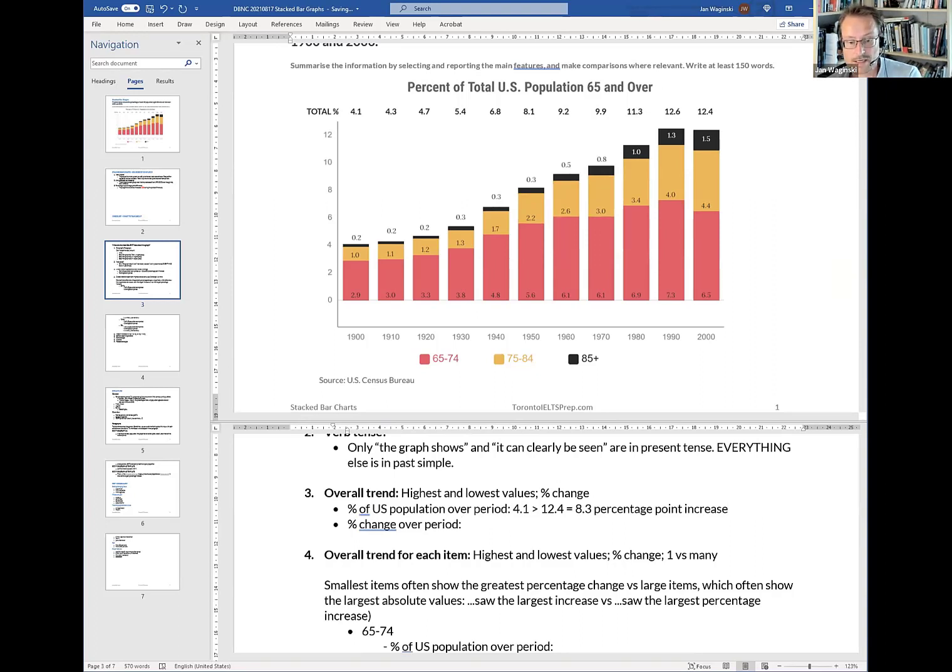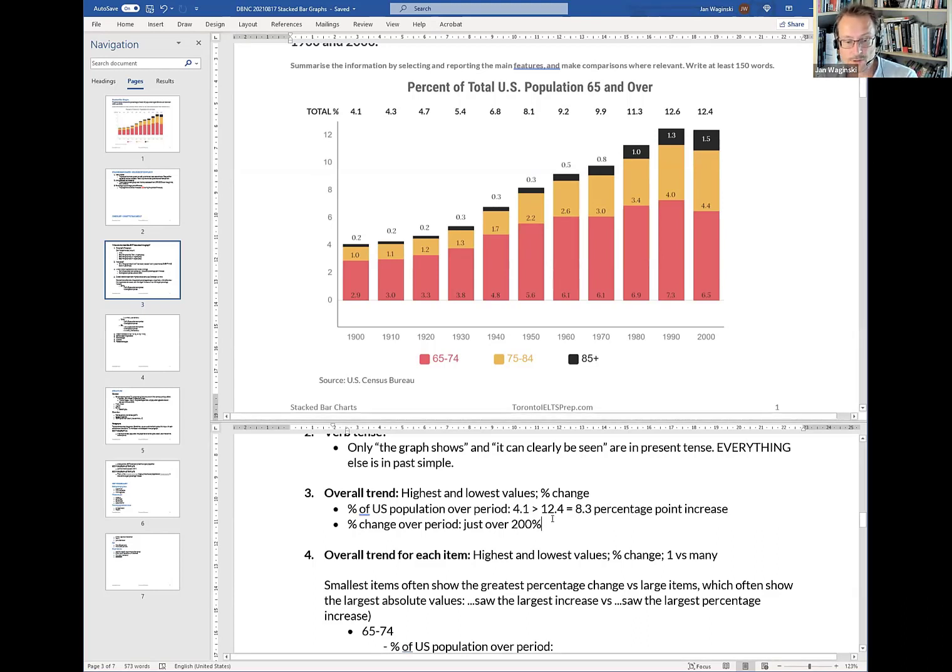And the percentage change over the period, you don't need to take out a calculator and calculate it perfectly. If something doubles, it goes from 4 to 8, that is a 100% increase. If something goes from 4 to 8 and then from 8 to 12, that is a 200% increase. Just over 200%. You want to use language like just over, approximately, roughly, slightly more than, because it's not precise, and you don't need to be super precise because you don't have a calculator. So it's just over 200%. It went from 4.1 to 12.4% of the population.